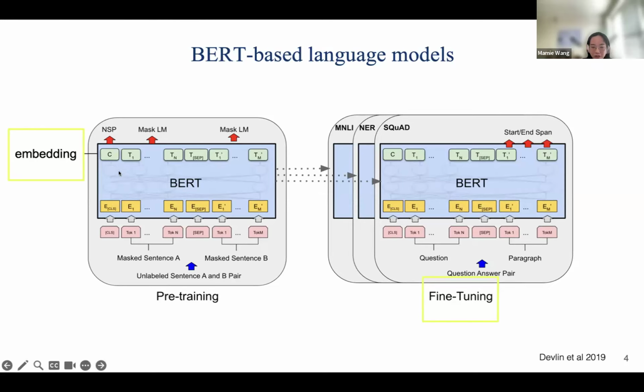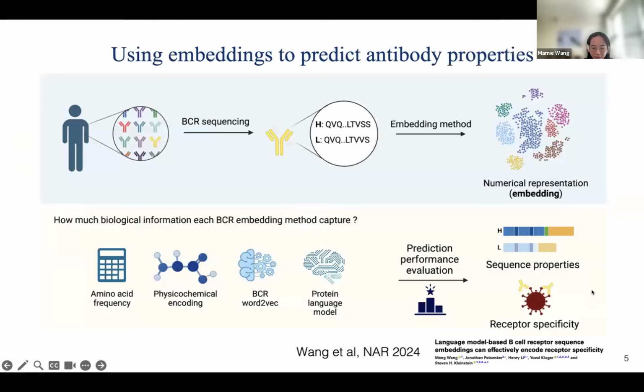This work was recently published in Nucleic Acids Research. For the second part of my talk, I'll discuss my recent research in fine-tuning these pre-trained models on an antigen specificity prediction task. So here is the first part of my project, and here's the outline of it.